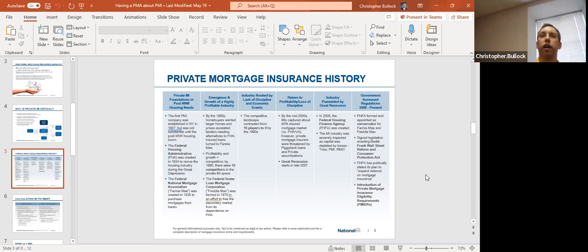Nope, VA is no PMI on VA. Even if they have a funding fee, which is sometimes required unless they have a disability exemption, monthly MI is not a thing with VA. Yeah, that's why VA is awesome.